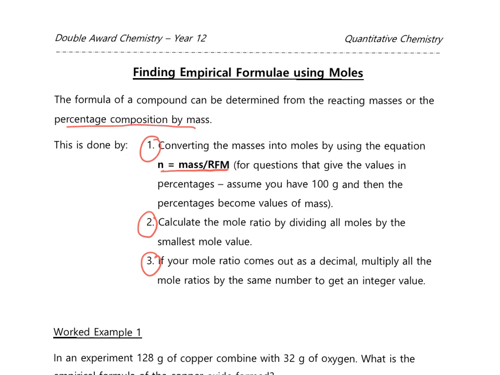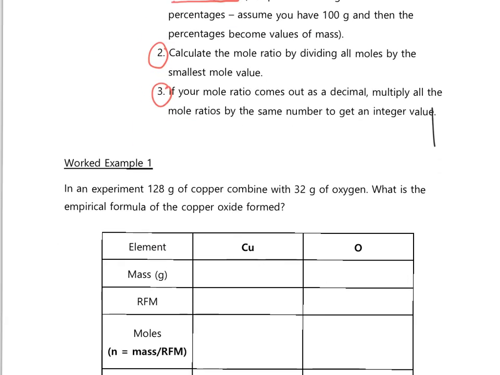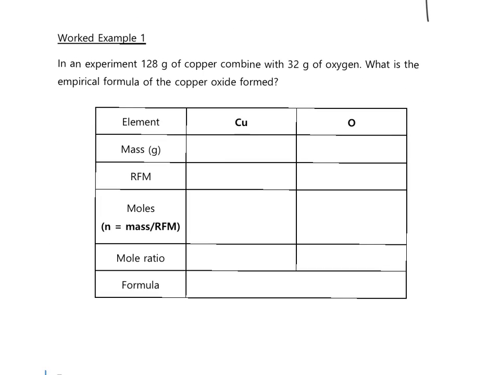So if you scroll down to worked example 1, you can see that we are told in this question, in an experiment, 128 grams of copper combined with 32 grams of oxygen. What is the empirical formula of the copper oxide formed? Okay, so first of all, I'm going to write down the information I've been given under my element. Essentially, we're doing this as a ratio of copper to oxygen, and we can think of it that way as we work through. So we can see that the mass ratio is 128 grams of copper to 32 grams of oxygen.